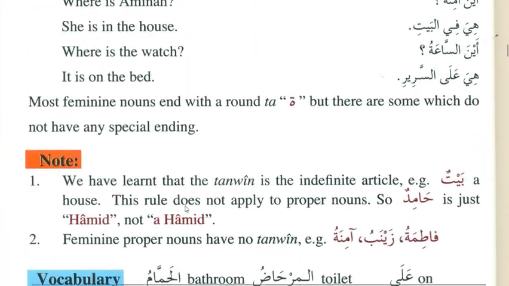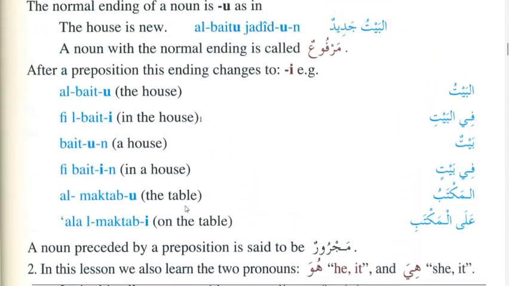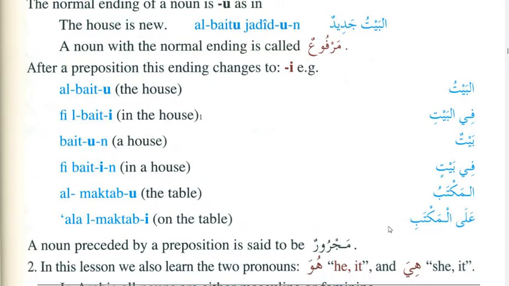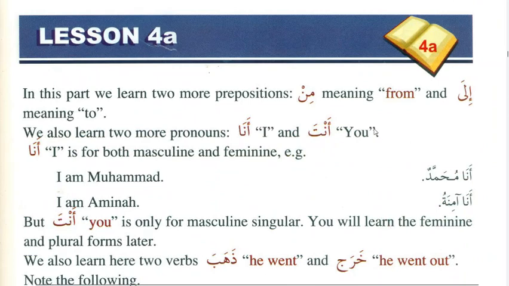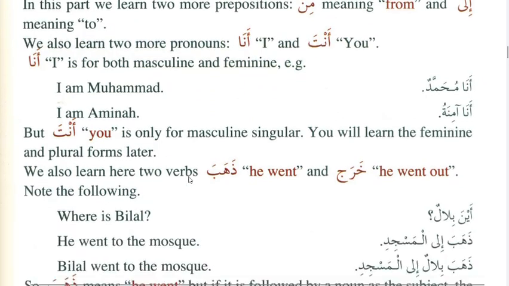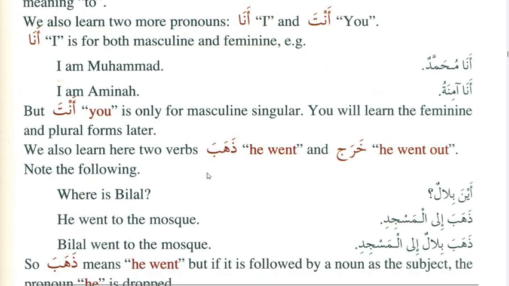First you have learned about the two prepositions, fi and ala. Now you will learn two more huruf jar, which are min and ila. Min means from and ila means to. Fi means in and ala means on. Then you will learn more pronouns. Ana means I, anta means you. So this is basic vocabulary. Then you will also learn these verbs. Dhahaba means he went, kharaja he went out.